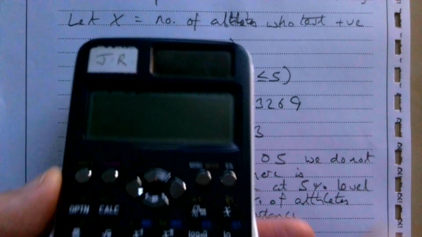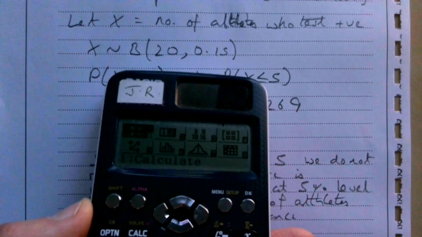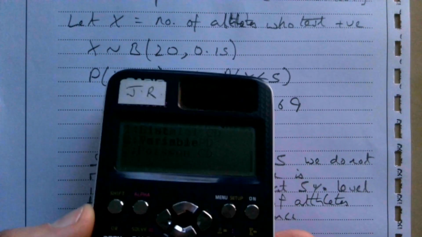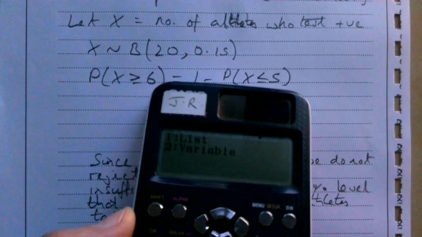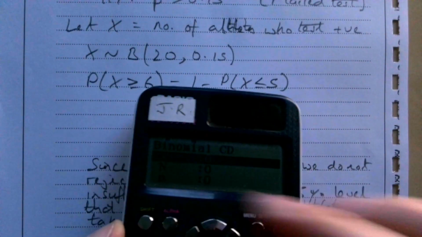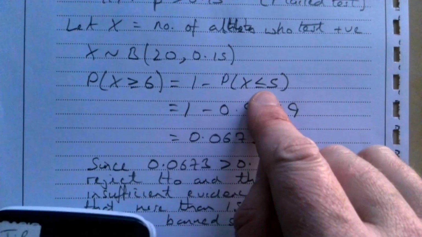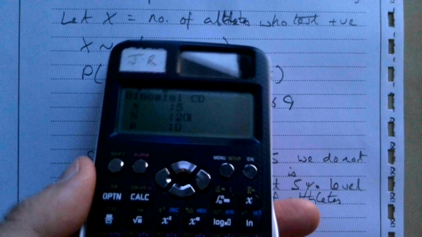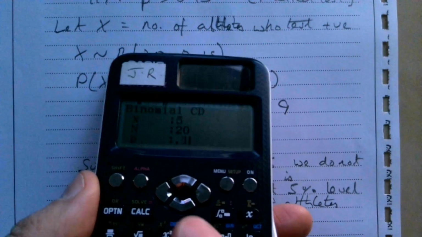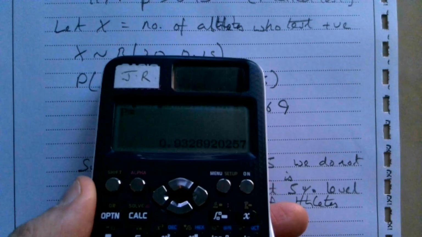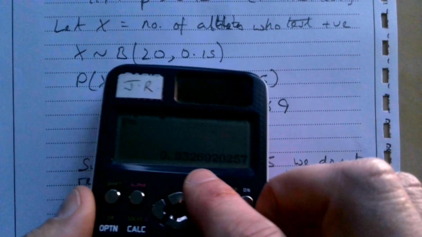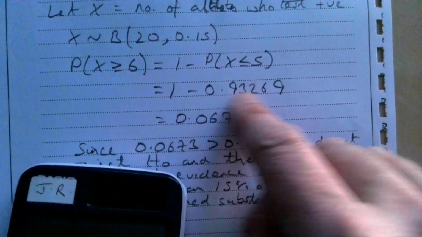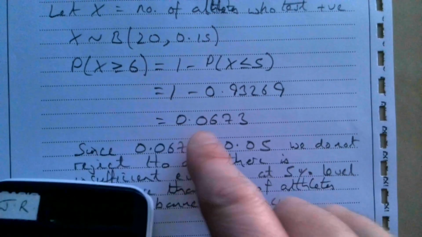I forgot to unpause, so I've finished the whole thing, but let's see. If we go menu and 7, and we scroll down and I press number 1, and then I want to hit variable, so that's number 2. And my x value is going to be 5, since we want 5 or fewer, so we put in 5 here and then equals, my n is 20 and then it's 0.15, and I hit equals and I get 0.93269.